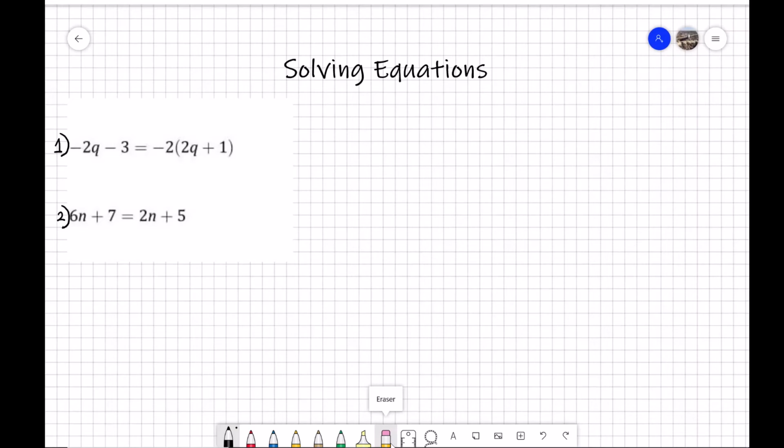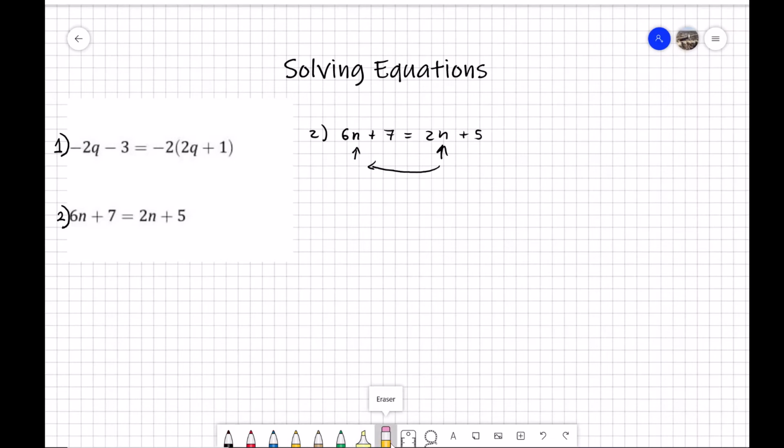Alright, now we're going to continue with 2. Let's see, we have 6n plus 7, and that's equal to 2n plus 5. And again, here we have the letter on both sides, so that means we're going to have to move one of the letters to the other side. I like moving the letters to the left side, so we're gonna do it that way.